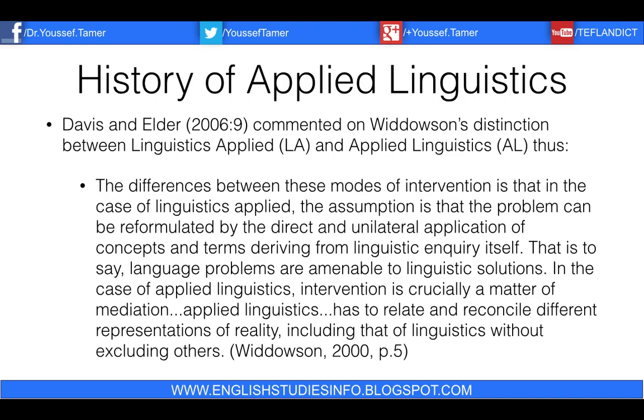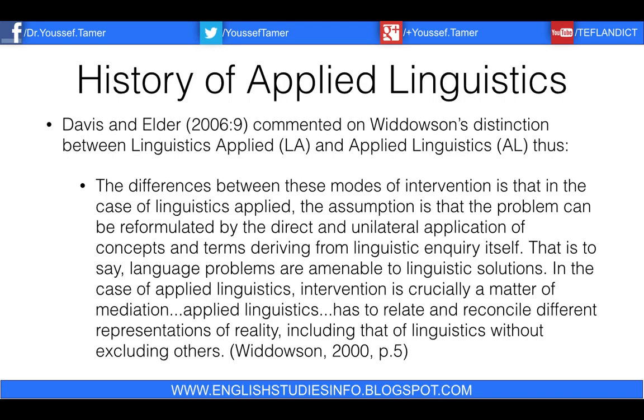In the case of applied linguistics, intervention is crucially a matter of mediation. Applied linguistics has to relate and reconcile different representations of reality, the outside world, society, psychology, law, etc., including that of linguistics without excluding others. Okay, but he confesses that linguistics shouldn't be forgotten, even if we go in this direction.